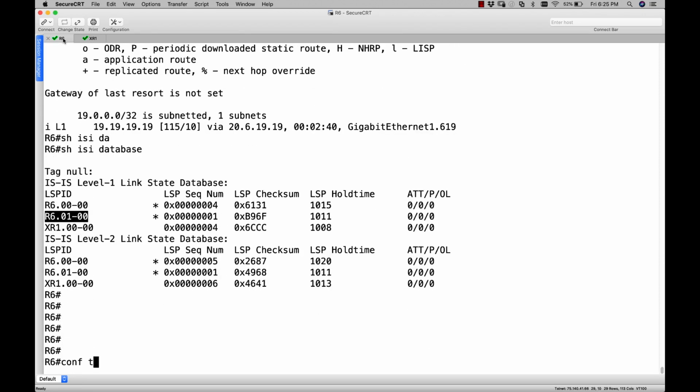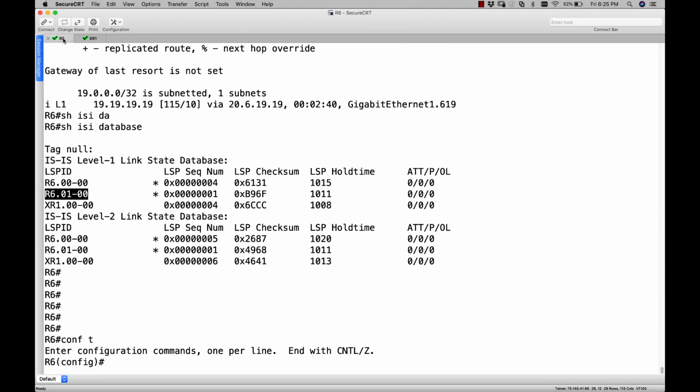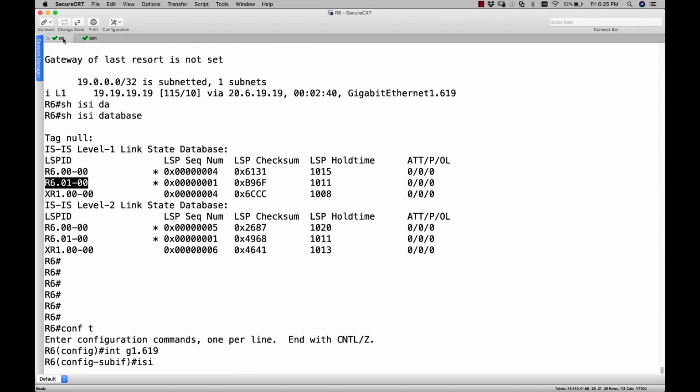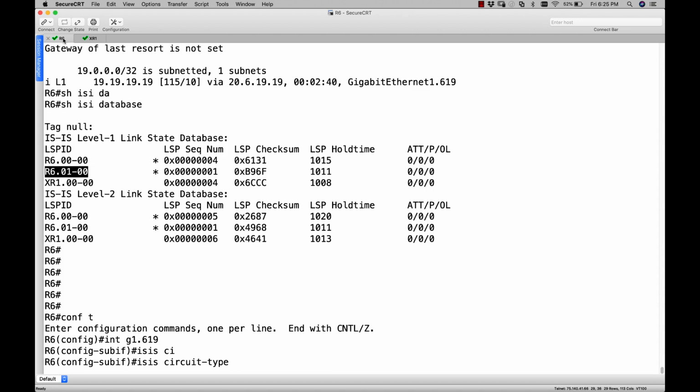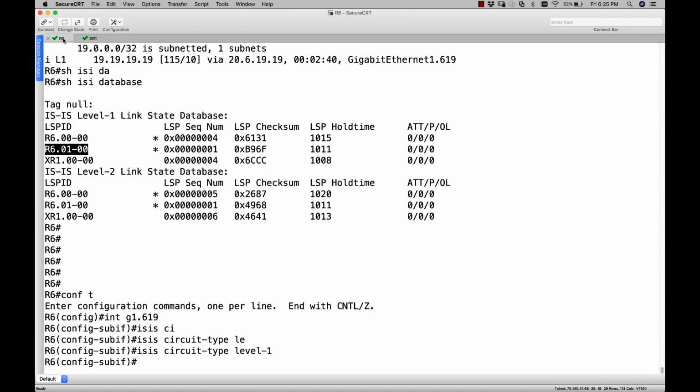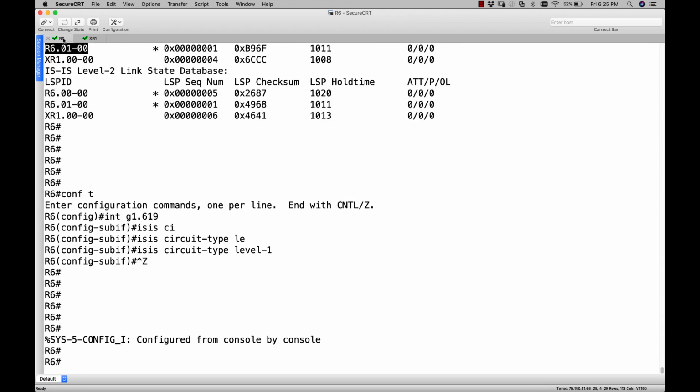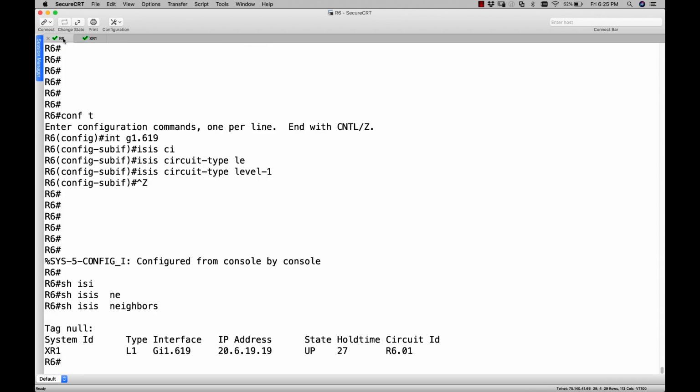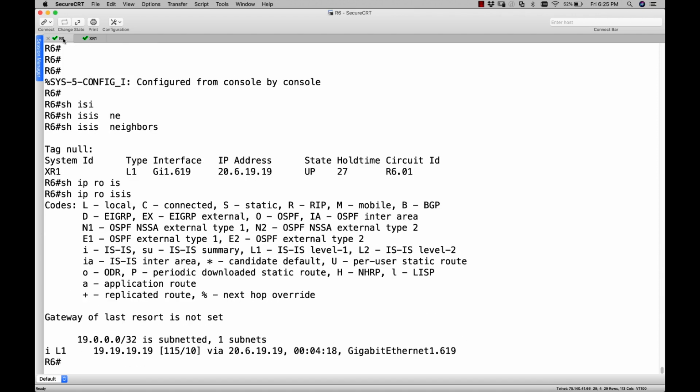If I go back to my router and go to my interface 619 and say ISIS circuit type, let's say level 1. So if I make him into a level 1 router only, by default he's level 1, level 2. And if I do a show ISIS neighbor now, you would only have level 1 adjacency. There's no level 2 adjacency anymore. My routes would only be level 1 again. It's intra-area, so no changes in my routing table.